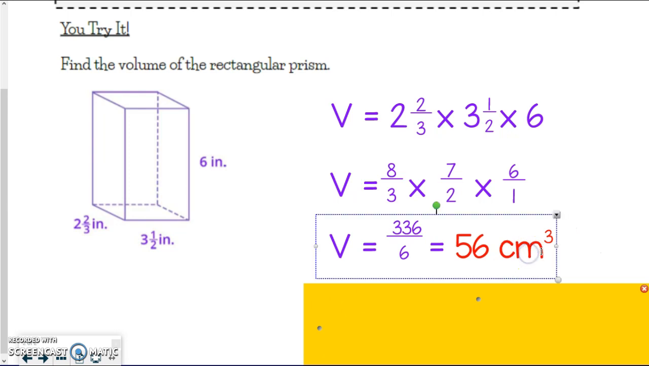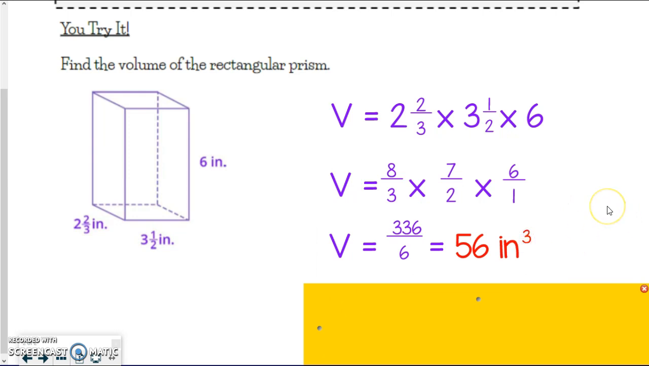And oh, I just realized I gotta change my units. It's not centimeters, it's inches, but still cubed. So inches cubed. I hope you got that right. If not, feel free to go back, take a closer look.